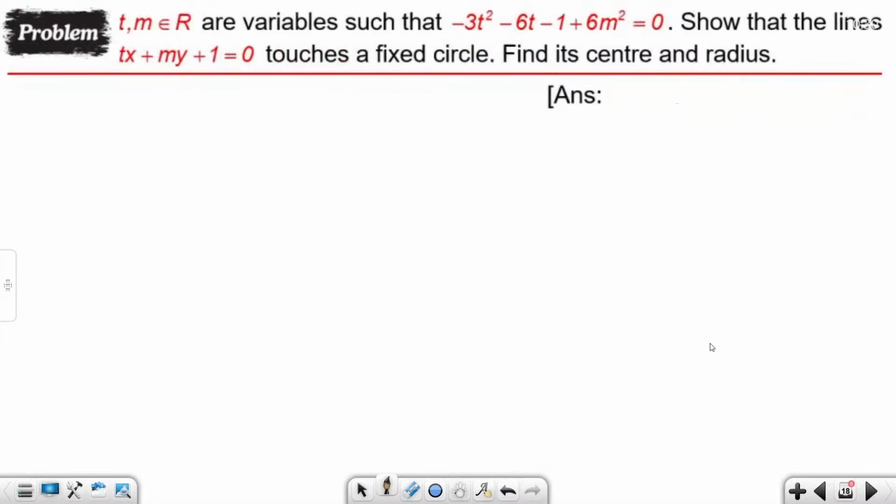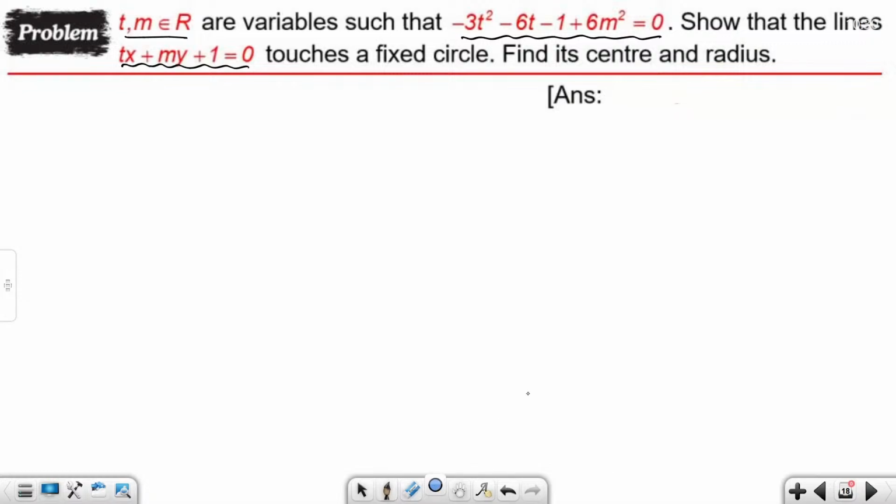This question is a wonderful sum. Please see this. They have said that t and m belong to any real value. They are the variables such that this condition is given to us. The question is, show that the line, this one, touches a fixed circle. Why have they said lines? Because t and m are variables. For different values of t and m, you are going to have different lines. That is why they have said lines. Touches a fixed circle, find its center and radius. Means you have to find out the center and radius of that fixed circle.